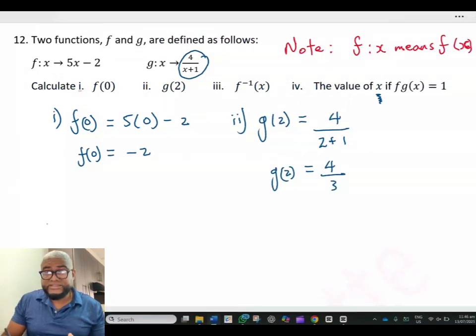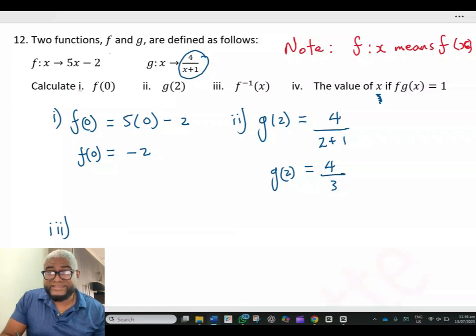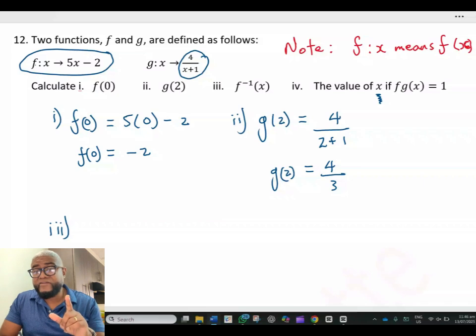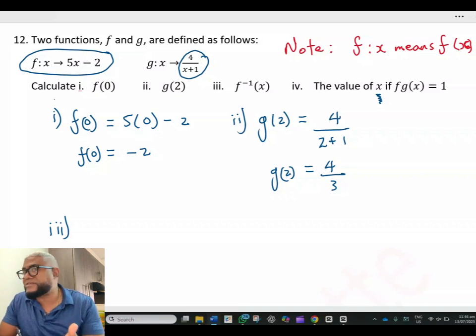Now, a point to note: CSEC often brings their functions like this. You see how this is written here? This means f such that x maps onto 5x plus 2. What does this mean? It simply means that f of x is equal to 5x plus 2.